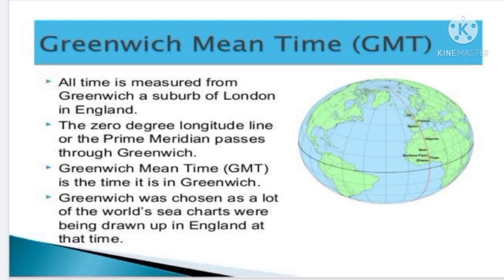Greenwich was chosen as a lot of the world sea charts were being drawn up in England at that time. This line of longitude is called the prime meridian, and it is also known as the Greenwich Meridian because it passes through Greenwich. Students, at different times in the past, it has been calculated in different ways, including being calculated from noon. As a consequence, it cannot be used to specify a precise time unless a context is given.